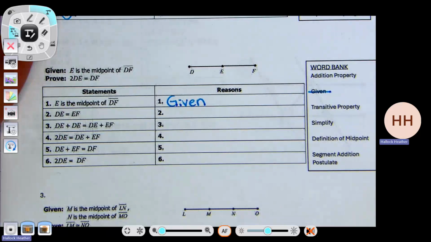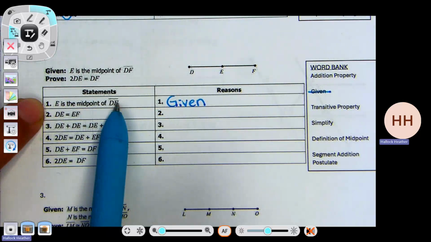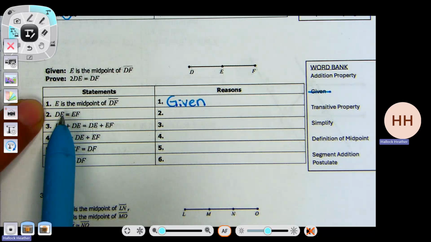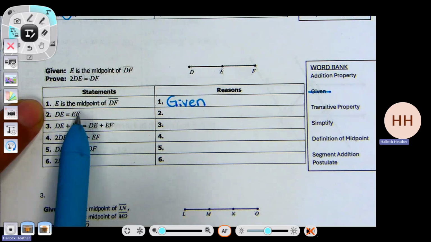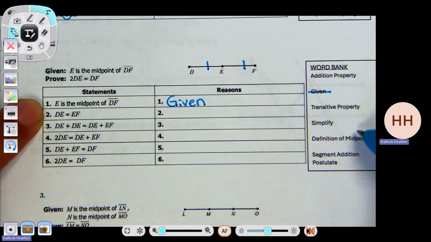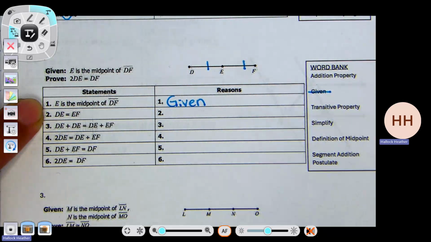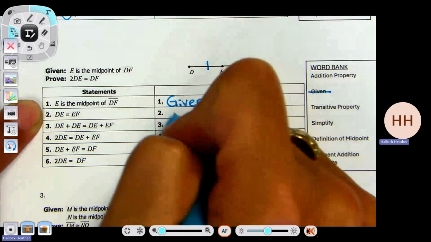So this one's a little tricky. It says E is the midpoint of DF. So how do I know DE is equal to EF? They're telling me they're equal, but how do I know that based on these options? Definition of congruence. That's not even one of them. Definition of midpoint. It literally tells me that the two pieces are congruent because it's telling me it's a midpoint. So by definition of midpoint, those two pieces are equal.